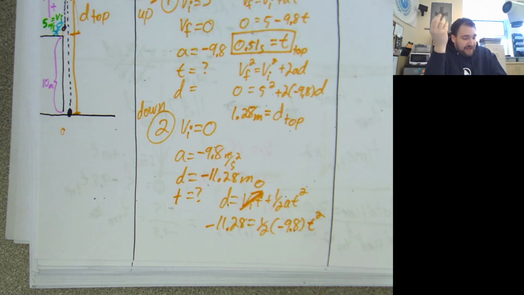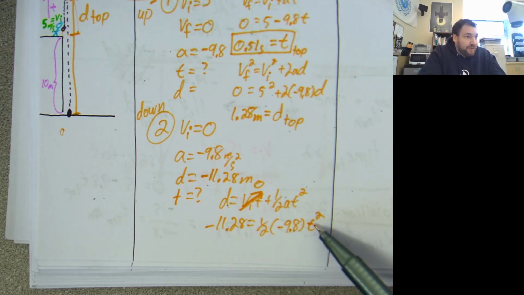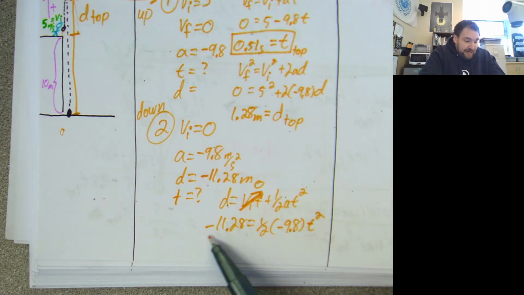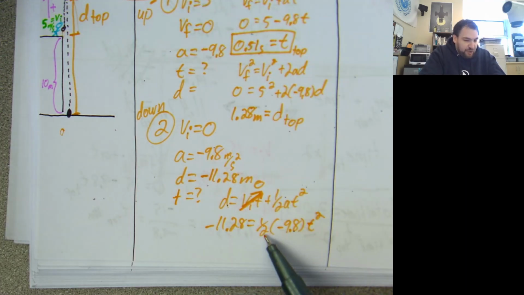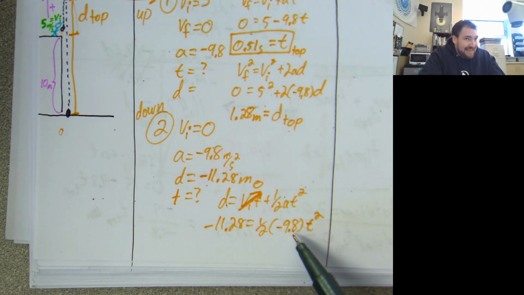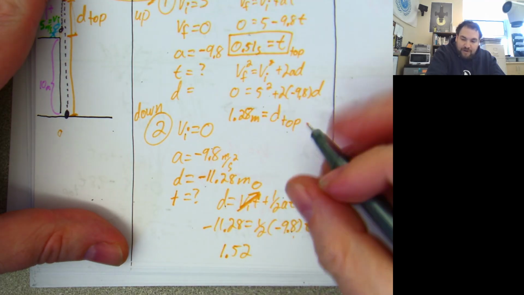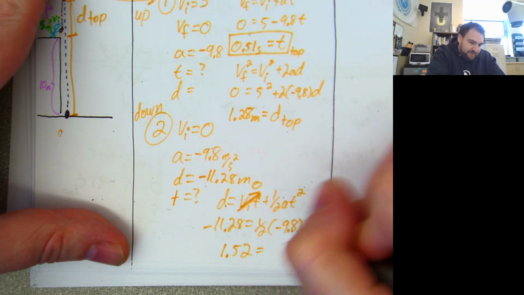Again, as always, you got to be careful with the algebra. To solve this thing for t squared, the first thing you're going to do is take your negative 11.28 and multiply it by 2. Then you're going to divide that value by negative 9.8. Then you have to square root that value. When you do that, you're going to find that the time is 1.52 seconds.